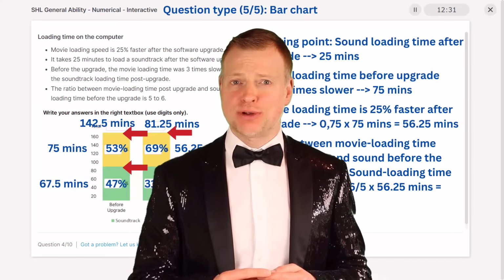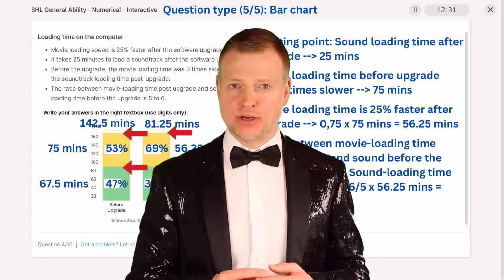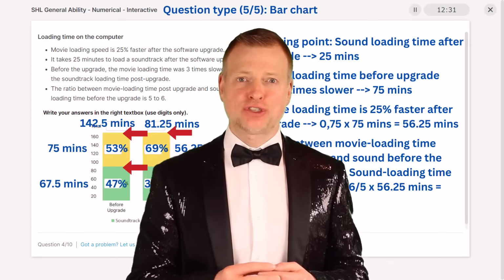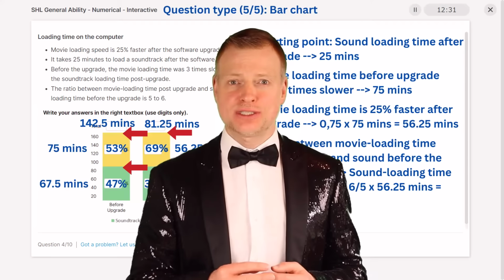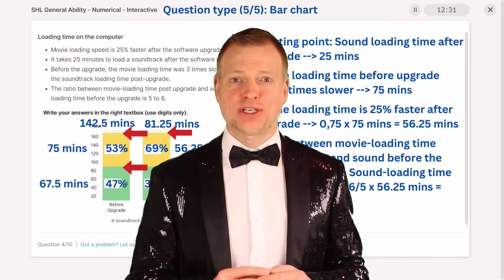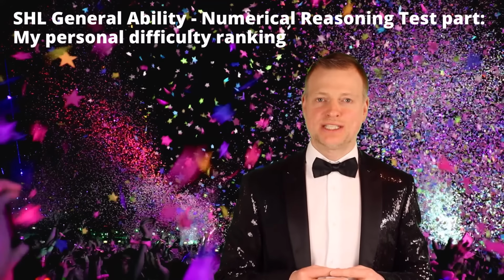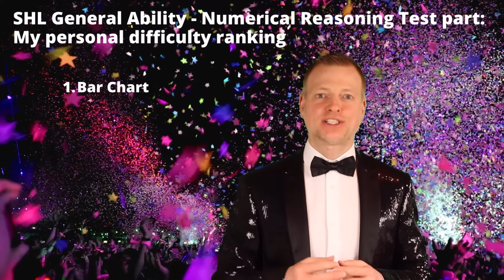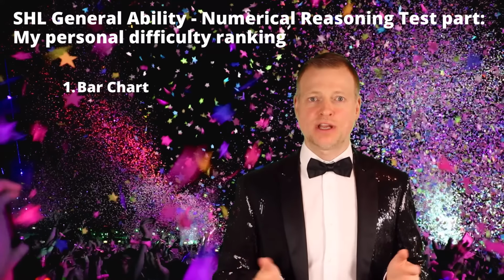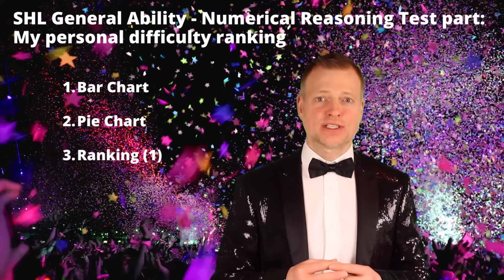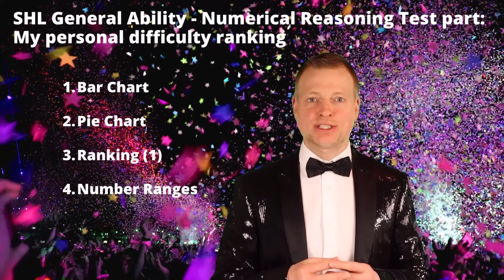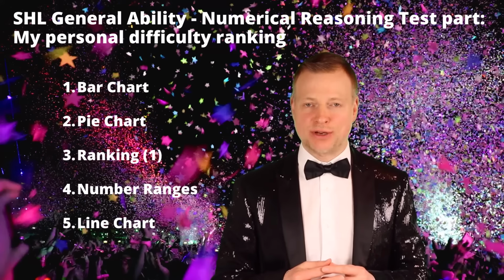For each bar chart question, try to find the starting point, then check if there's some sort of chain you can follow through. Sometimes you need to set up an equation system. Solving the bar chart questions takes most of your time. I think in the numerical reasoning test section, on average the bar chart questions are the most difficult ones, followed by the pie chart questions. Then it probably is the ranking questions, followed by the number ranges questions, and eventually the line chart questions.